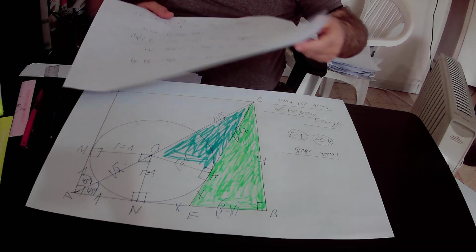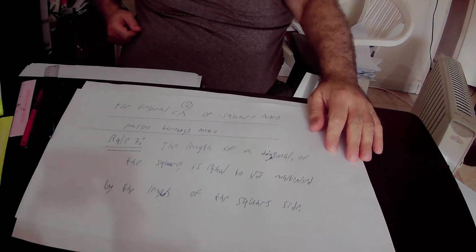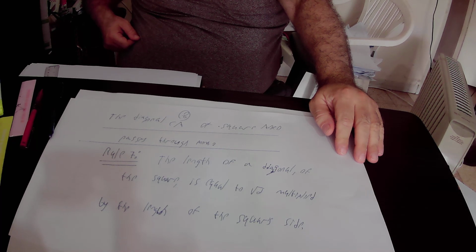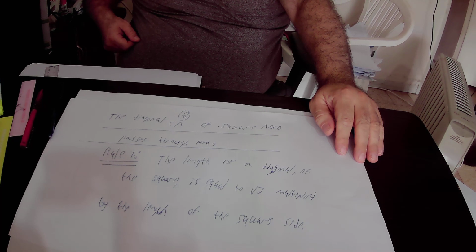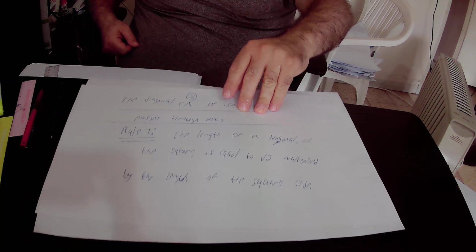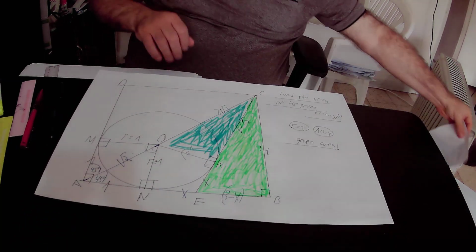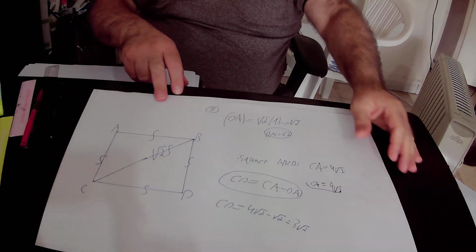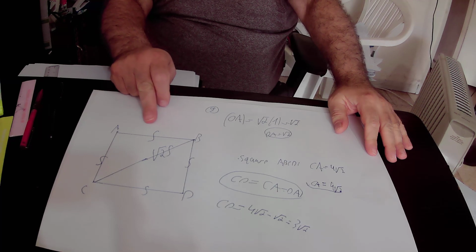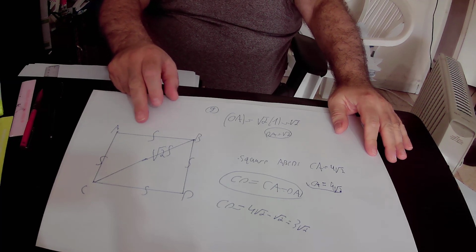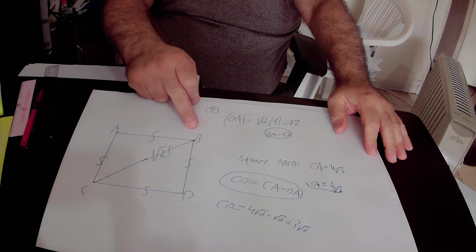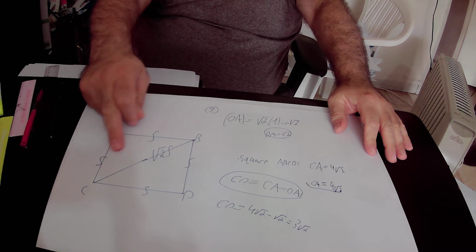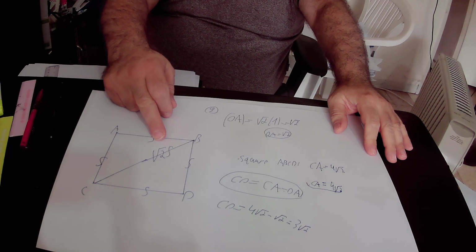Then I presented to you rule number 7. According to rule number 7, the length of a diagonal of a square is equal to square root of 2 multiplied by the length of the square sides. So what is the meaning of rule number 7? If we have this square ABCD, and the length of one side equals S units, then the length of its diagonal, the diagonal BC of square ABCD, will be equal to S times square root of 2 units.